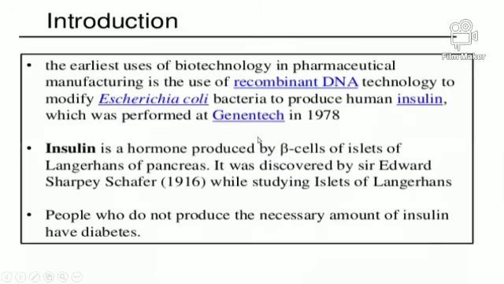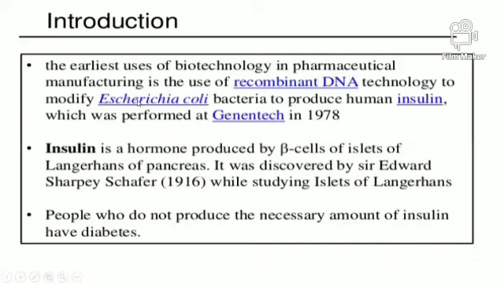After that, we have one easy technique for how insulin is produced. The earliest use of biotechnology in pharmaceutical manufacturing was the use of recombinant DNA technology to modify Escherichia coli bacteria to produce human insulin, which was performed by Genentech in 1978. So this is the institute, the name is Genentech. In 1978 they introduced human insulin into the bacteria.